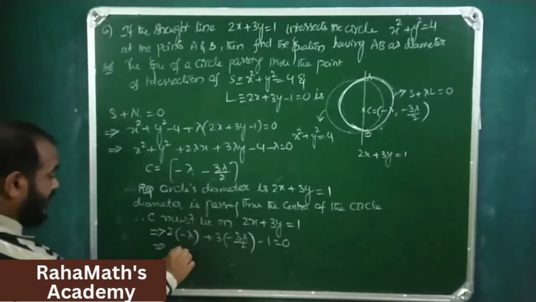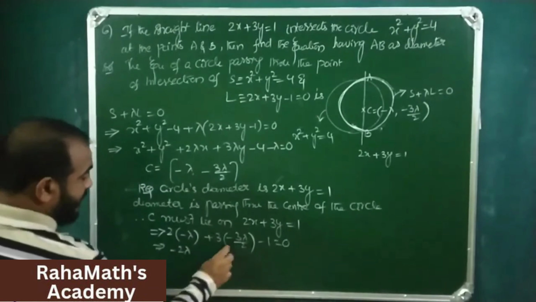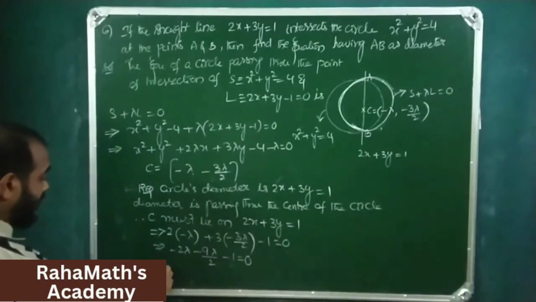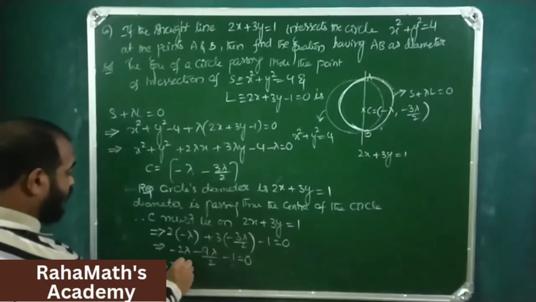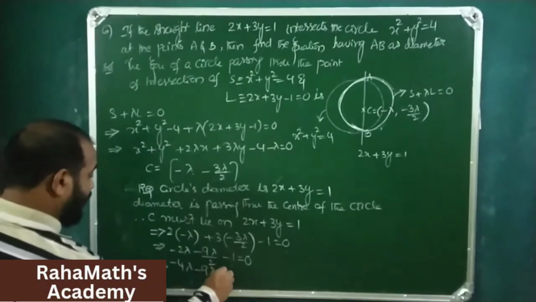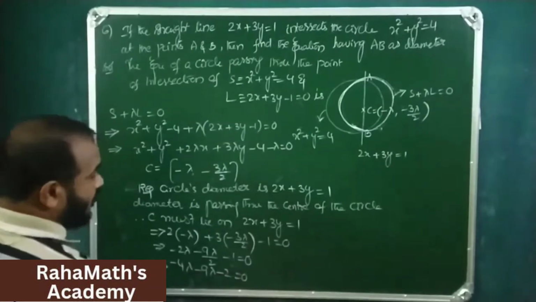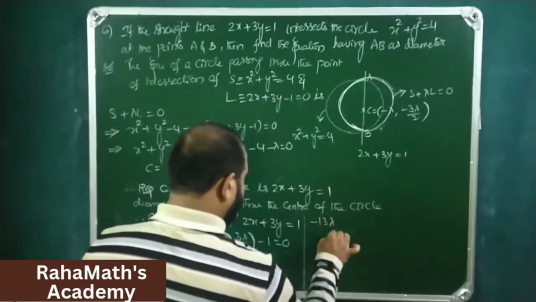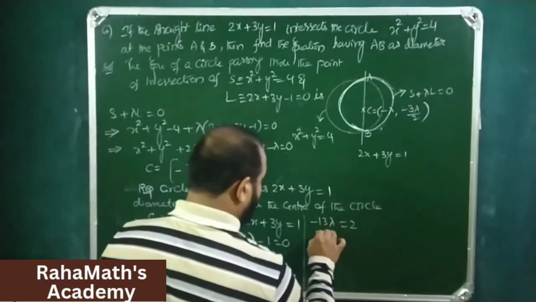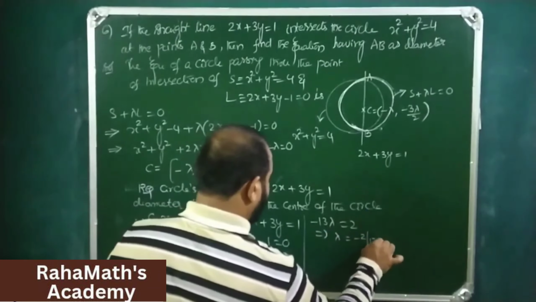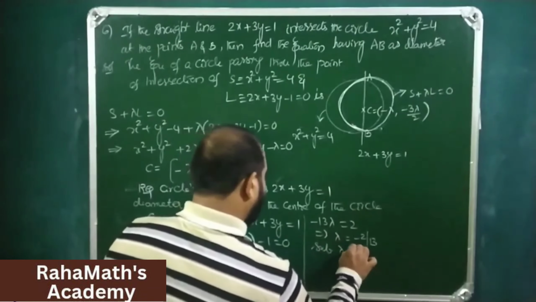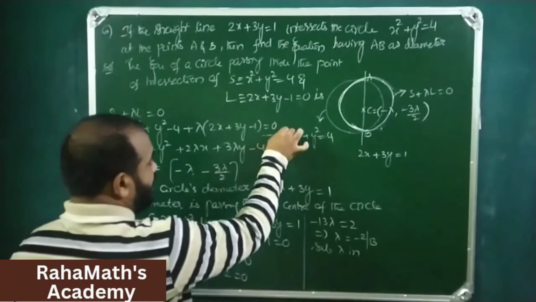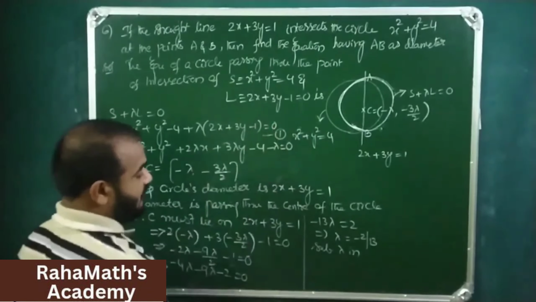This implies minus 2 lambda minus 3 threes are 9 lambda by 2 minus 1 equals 0. That implies, taking LCM, minus 4 lambda minus 9 lambda minus 2 equals 0, that is minus 13 lambda equals 2. Therefore, lambda equals minus 2 by 13. Substituting lambda in this equation, let us suppose S plus lambda L equals 0 is the first equation.